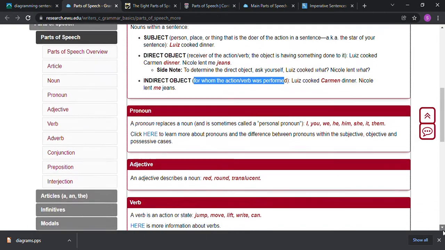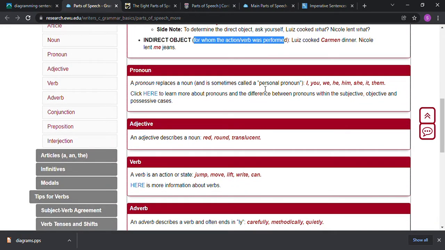Pronouns. A pronoun replaces a noun and is sometimes called a personal pronoun. I, you, we, him, he, she, it, them. Those are all pronouns. And it has a link where you can click the link so you can learn more about pronouns and the differences between pronouns within the subjective, the objective, and the possessive cases. So you can go read that.